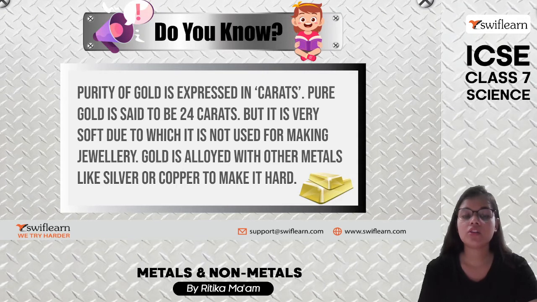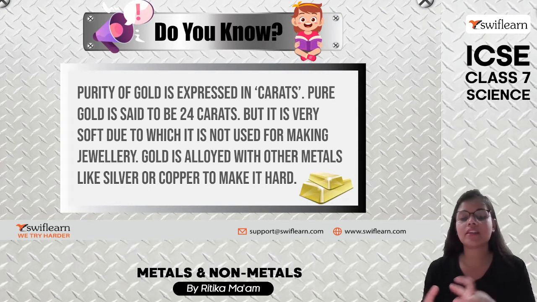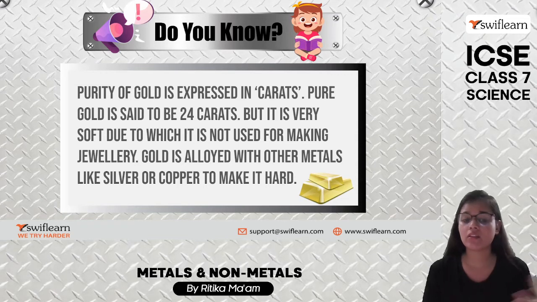Now purity of gold, it is expressed in carats. Pure gold, it is said to be 24 carat. Now the pure gold, it is very soft, okay, we cannot use it to make jewelry. So what are we doing? We are alloying, we are mixing it with other metals like maybe silver or copper to make it hard, and then it is ready for the jewelry making process.